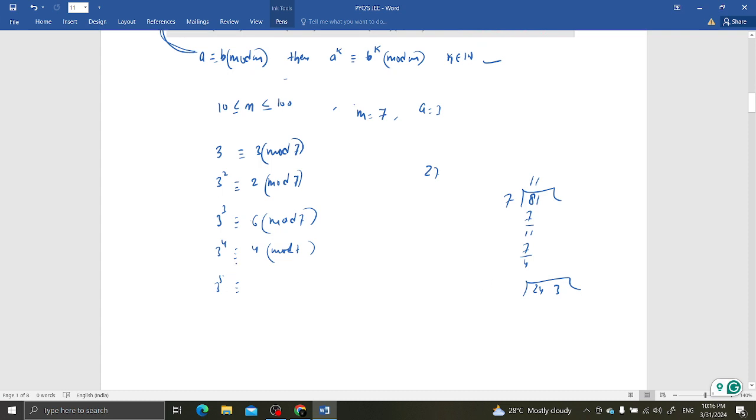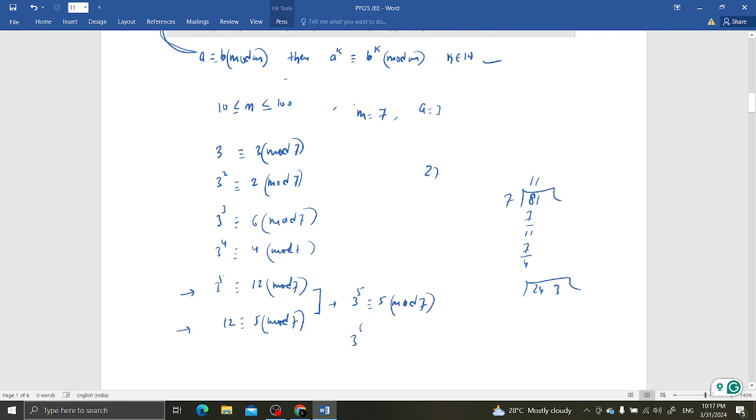How can we find 3 to the power 5? We need to multiply both sides by 3. So what do we get? 3 fours are 12 modulo 7, and we observe that 12 is congruent to 5 mod 7. So we can use the transitive property here, and 3 to the power 5 is congruent to 5 modulo 7, because from this relation 3 to the power 5 is related to 12 and 12 is related to 5, so 3 to the power 5 is related to 5.